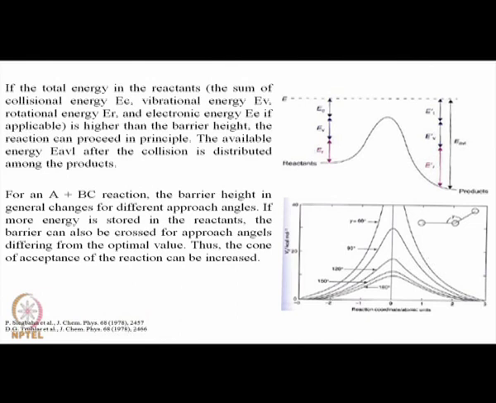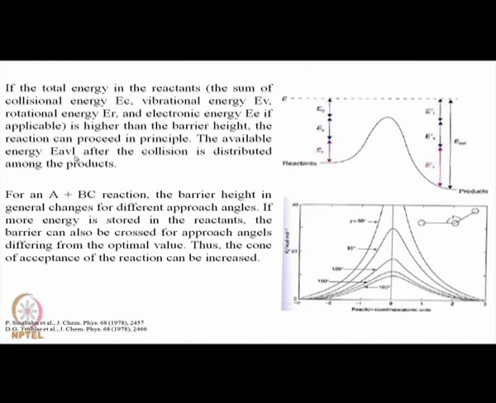Anyway, if the total energy of the reactant, that is the sum of the collisional energy EC, the vibrational energy EV, and the rotational energy ER, and of course the electronic energy, if there is any electronic energy available, is higher than the barrier height, then the reaction can proceed in principle. So if you add all of them, rotation, vibration, collision energy, and any electronic energy, and the total is above the barrier height, your reaction can proceed.